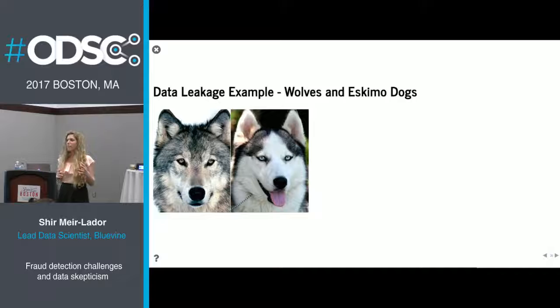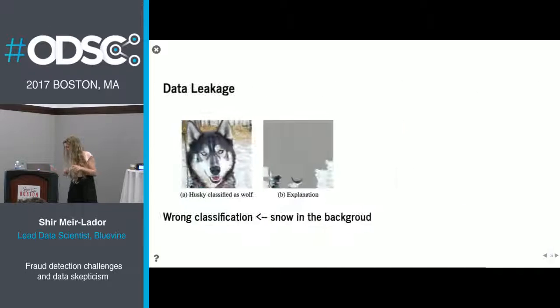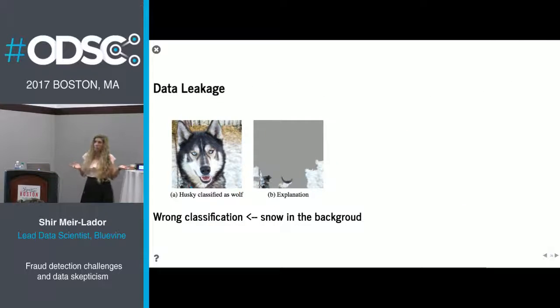But they didn't just give it photos of husky dogs and wolves. All the photos of the wolves had snow in the background, and all the photos of the husky dog did not have snow in the background, okay? And then they gave this trained network a photo of a husky dog with snow in the background, and of course, it was classified as a wolf.